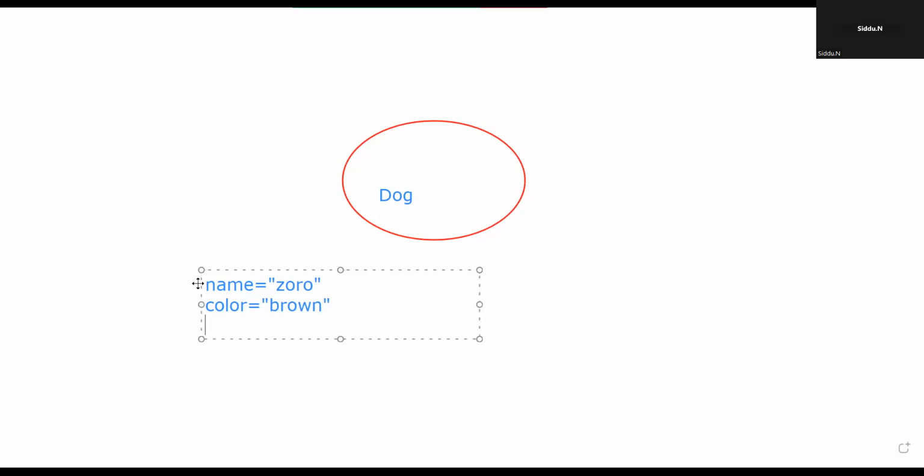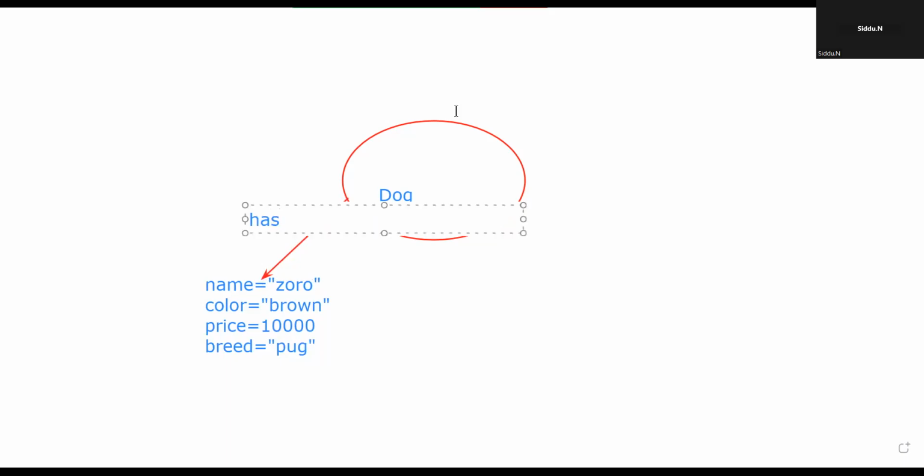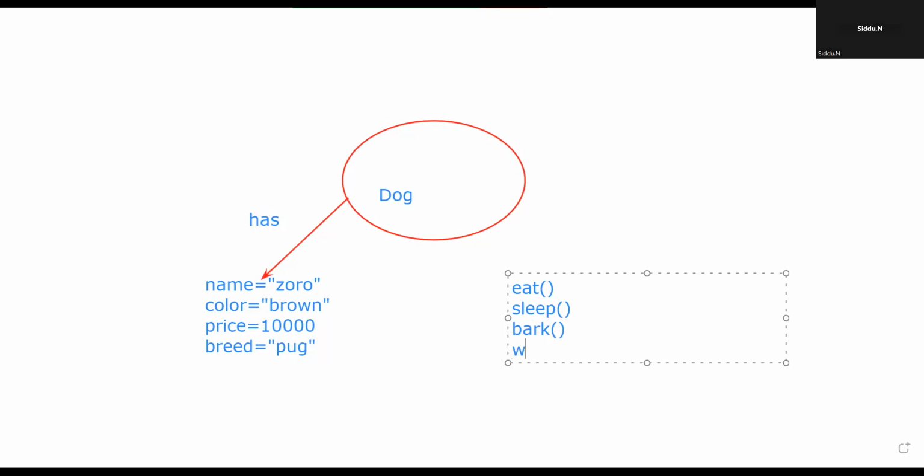And next, price. In case some dogs have some price, let me give it as 10,000. And next is breed. What and all breeds will come? German Shepherd. Tell me some. Pug. Okay, pug is an easy one. So these are the has-a part of my particular dog. Let me create some does part. So a dog will eat, sleep, bark, and walk.